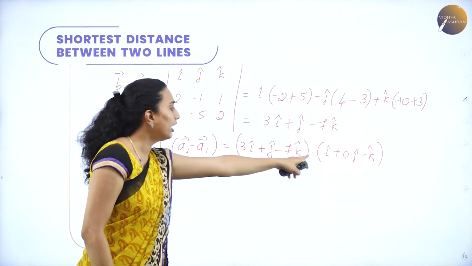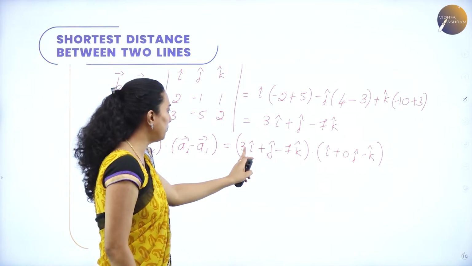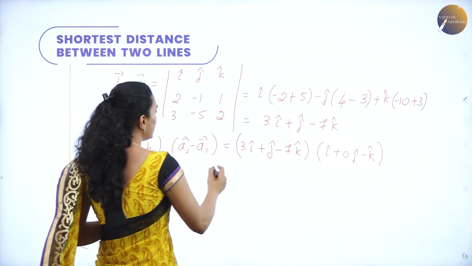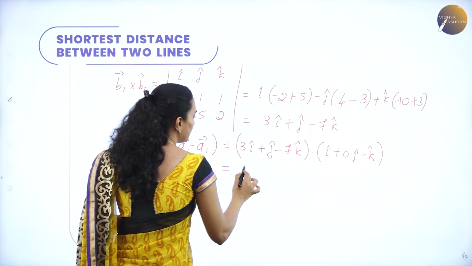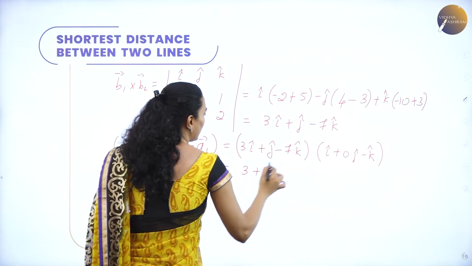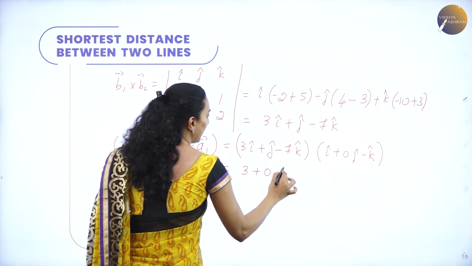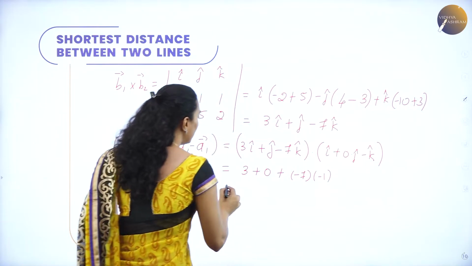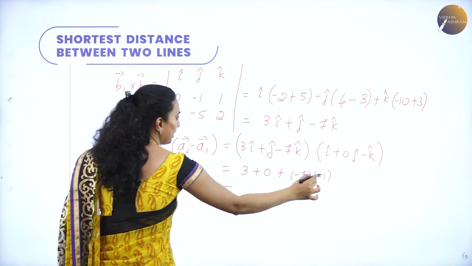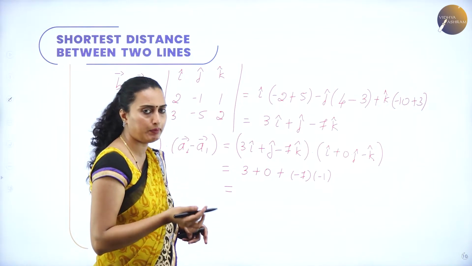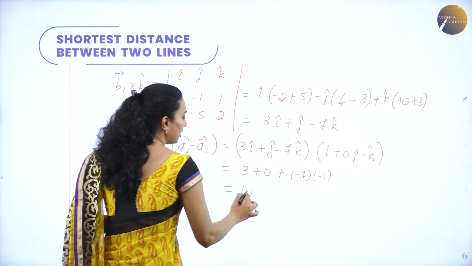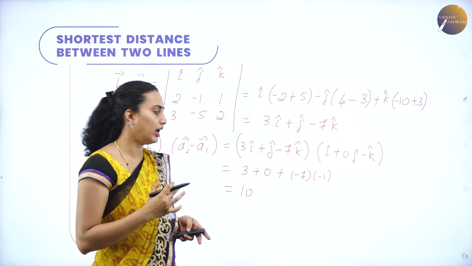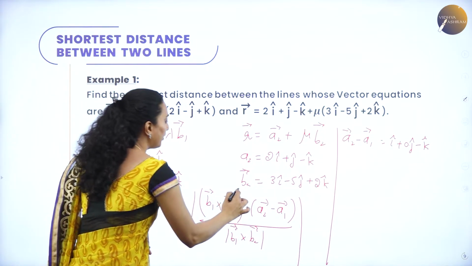Now, what is this? Dot product. Dot product means you multiply i dot i, j dot j, k dot k. So, 3 into 1 is 3, plus 1 into 0 is 0, again plus minus 7 into minus 1, which is plus 7. So the answer here is 7 plus 3, which gives you 10. This is the value of B1 cross B2 dot A2 minus A1, which we required in the formula. So we have calculated this.